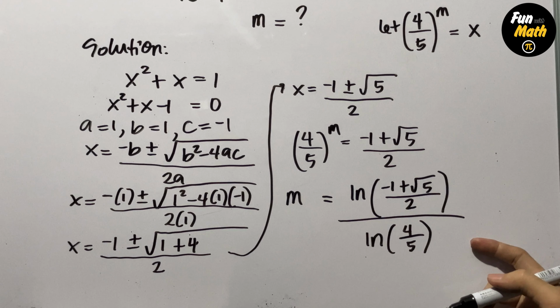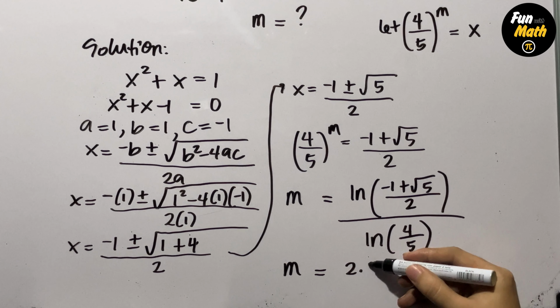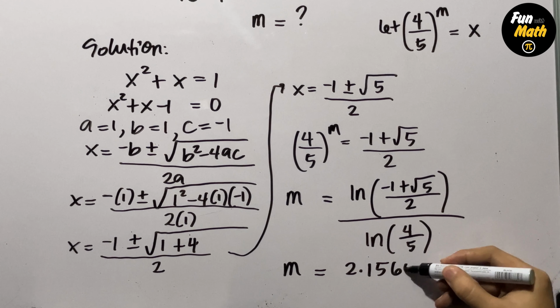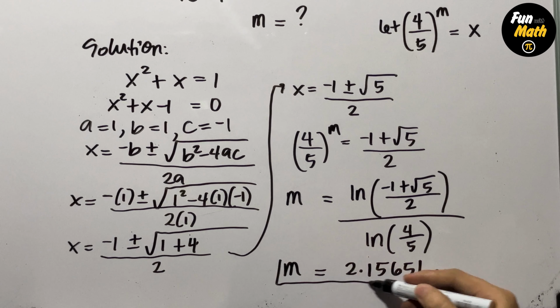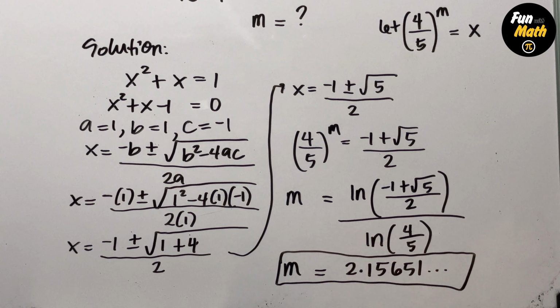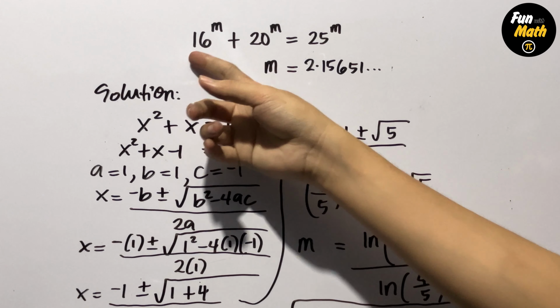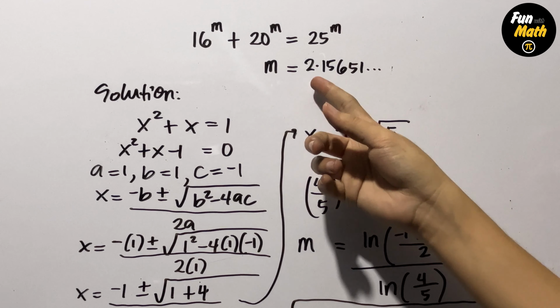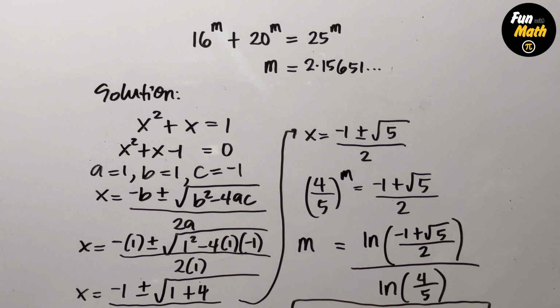And this is approximately m is equal to 2.15651. And this is our final answer. Again, m is equal to 2.15651. Therefore, the value of m that will satisfy the given equation is 2.15651. And that's all for today.